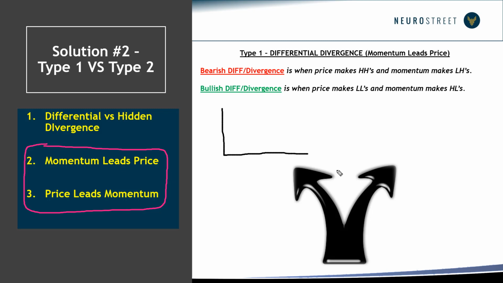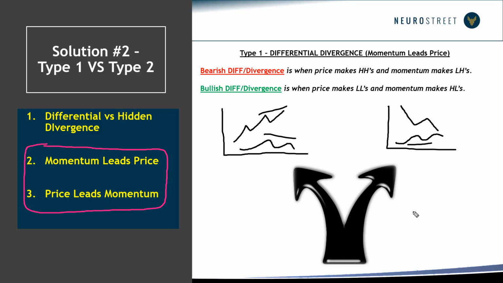So let's say we've got two scenarios, okay, like this. Bearish divergence is when price is making higher highs and momentum is making lower highs. Basically, one's going up, one's going down. Very simple. The other one is price is going down, and momentum is going up.